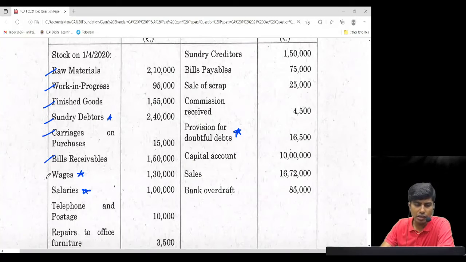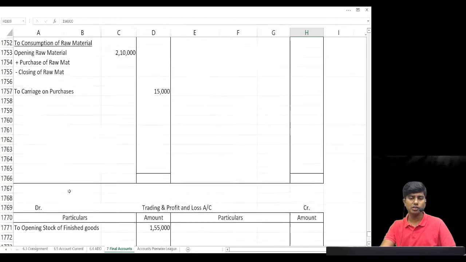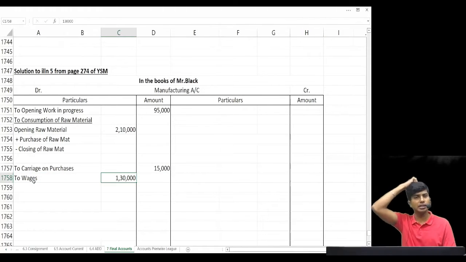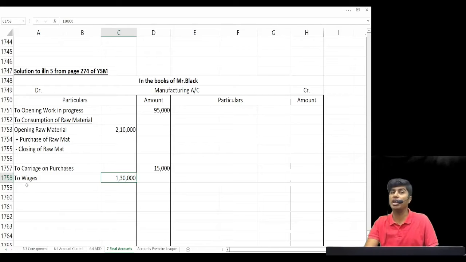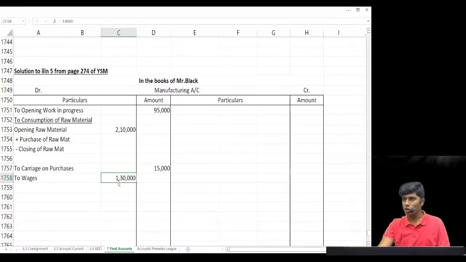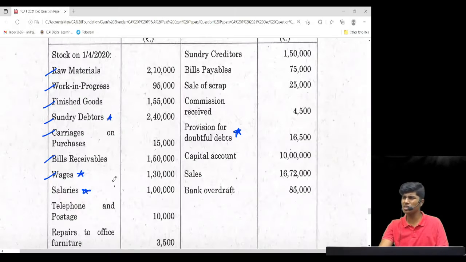No doubts? Very good. After that, there is wages of 1,30,000. There is a star. What does it mean? There is adjustment. We'll write it in the inner column. Wages 1,30,000 in the inner column in manufacturing. This is manufacturing wages, but it's not completely manufacturing. Part of it will shift later. Some adjustment is there, I think there is an outstanding part. We'll see it later.